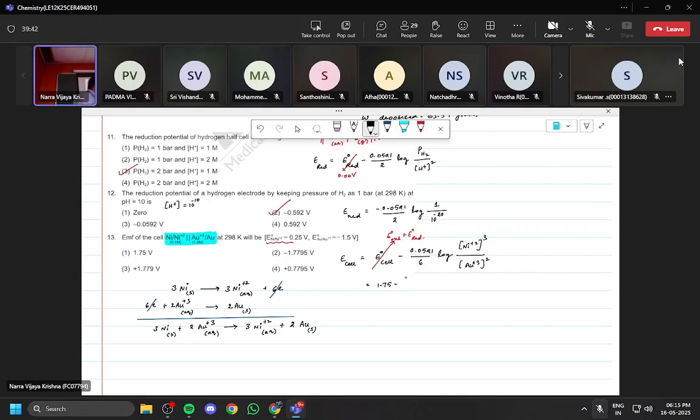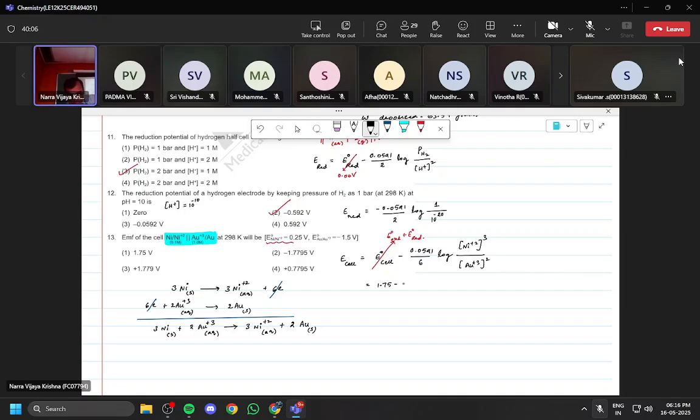Sir, you are multiplying that equation with a 3, this with a 2. But why you are not changing E naught? E naught is an intensive property. EMF of a cell is intensive property, na? Right? If I multiply with something, E naught will never change. Gibbs free energy will change. Respond.